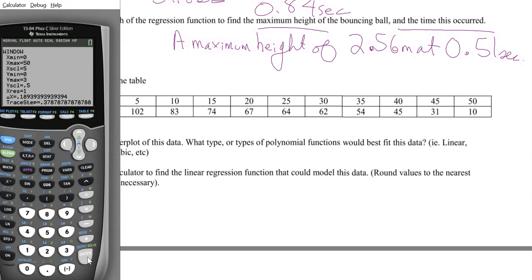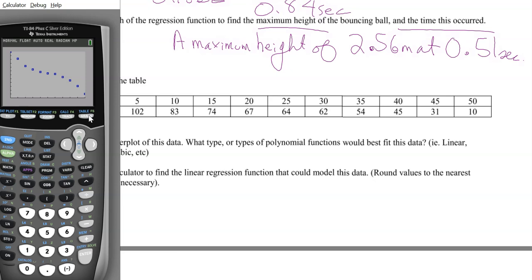So let's go from 0 to like 120 maybe, and scale of tens. If your stat plot is still on, then when you hit graph, you'll see the points. So that's a nice straight line, right? No, it's a nice parabola. No, what is it? It's a cubic. Okay, looks like a cube.